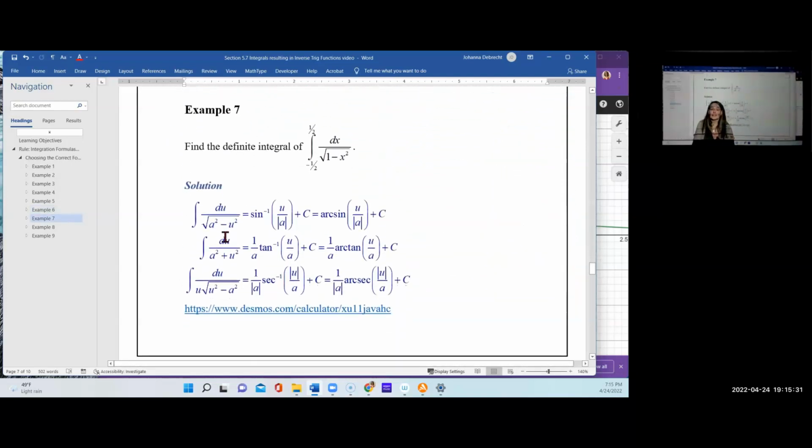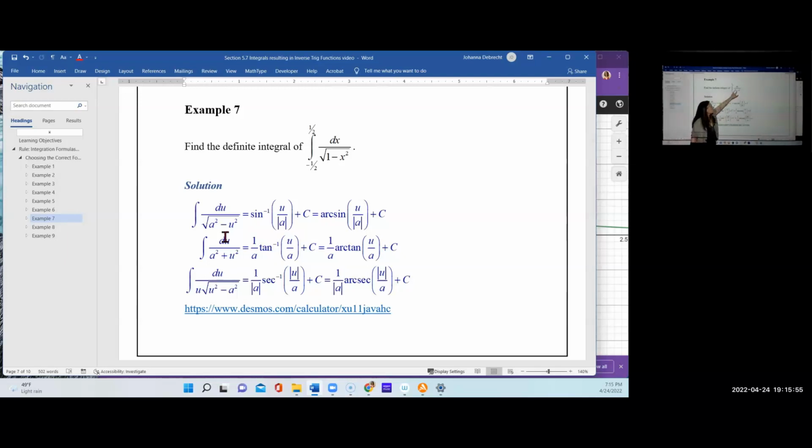Example 7 is a definite integral. We can see that because it has limits of integration. Now we want to evaluate this to decide which of the 3 formulas on the left fit it best. It has a radical and subtraction. So it's either arcsine or arcsecant.